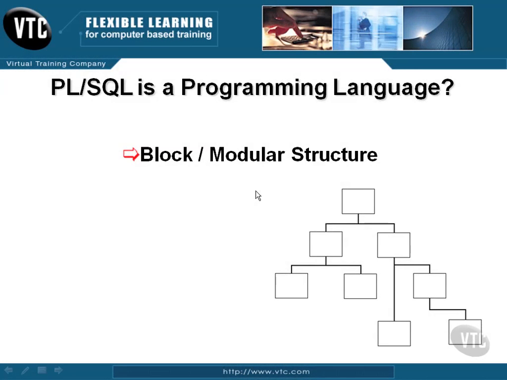So why is PL SQL a programming language? Why do I keep calling it a programming language? Because it has a block or modular-like structure, which means it allows you to pass things between blocks, up and down hierarchical structures, however you've got it organized. Your coding, that is.